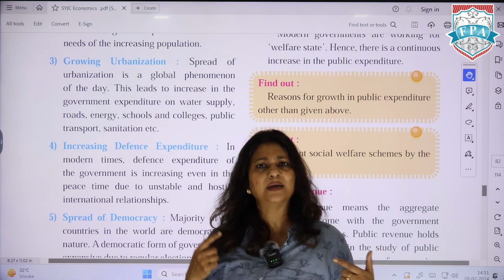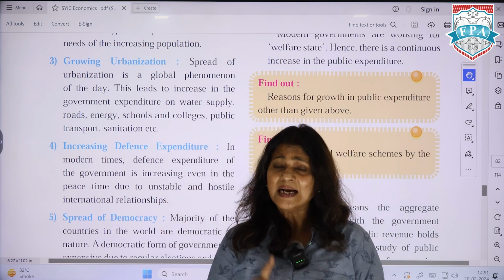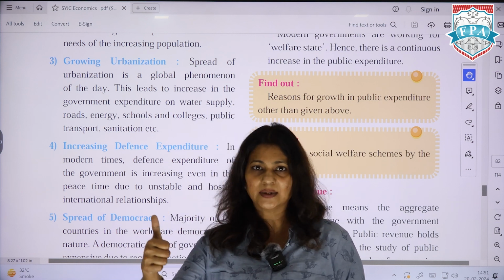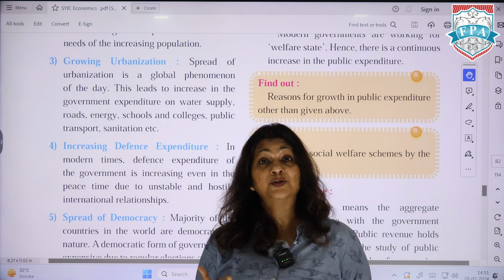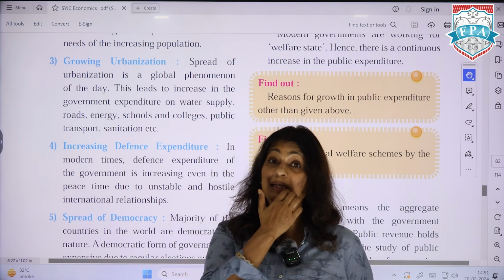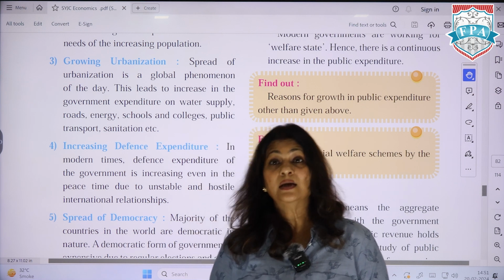Let's try to remember how many points we recalled. Public expenditure has increased over the period. Why? One is, India is a developing country, right? Second, the government has started spending money on its optional functions. It has started spending money on the welfare of the people, education of the people, recreation of the people.